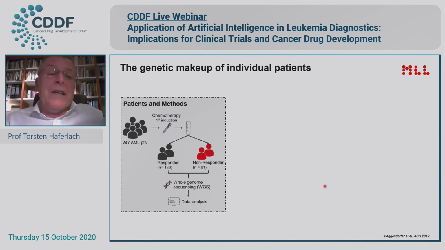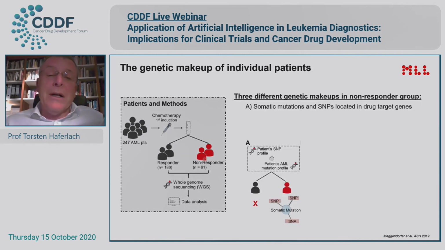We did that with patients all run with genomes and transcriptomes in our study, the 5,000 genome study, and we checked between those patients who responded to treatment and who did not respond to treatment having an AML. And what we can pick up were 3 different makeups in the non-responders, because we found somatic mutations and SNPs together located in areas where there are normally drug targets. And that leads to, for those patients, no response to the treatment.